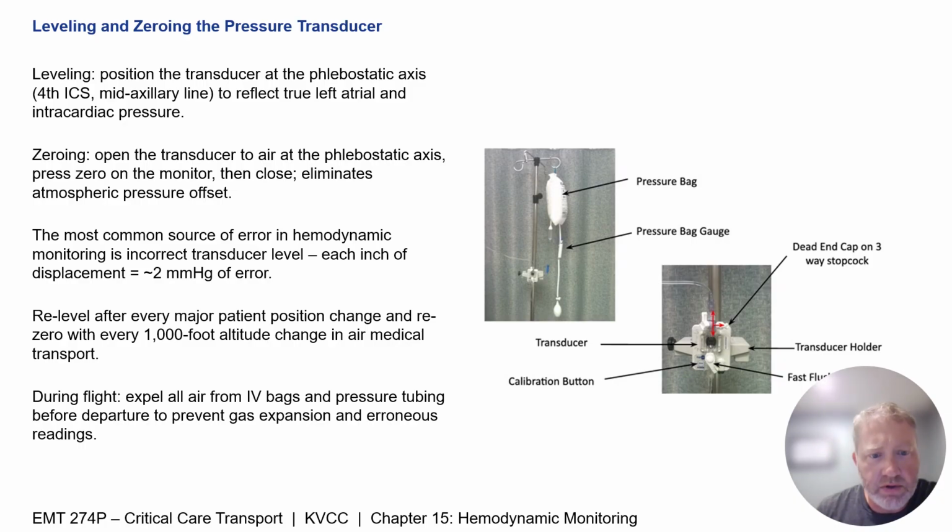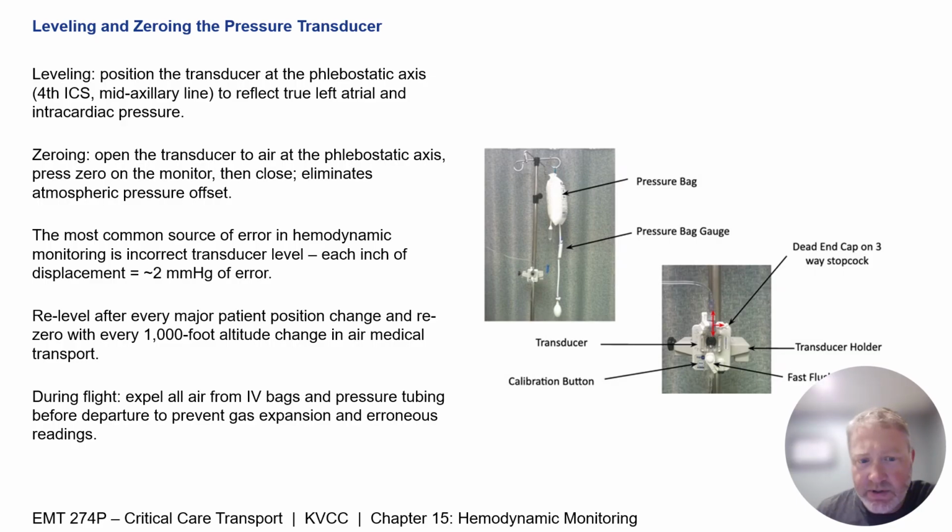So the transducer should be positioned at the phlebostatic axis, which is right around the fourth intercostal space at the mid-axillary line, to reflect true left atrial and intracardiac pressure. To zero the transducer, and I know this image is kind of small, you open the transducer to air at the phlebostatic axis, press 0 on the monitor, and then close. That eliminates any atmospheric pressure offset.